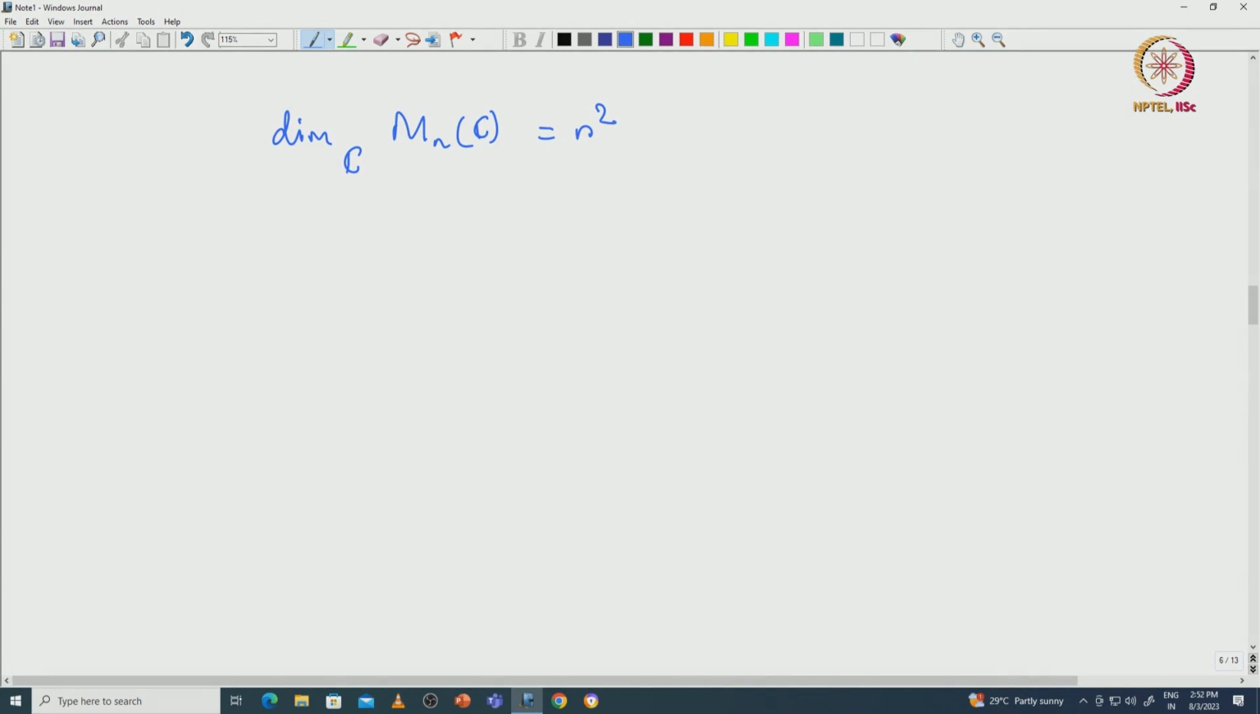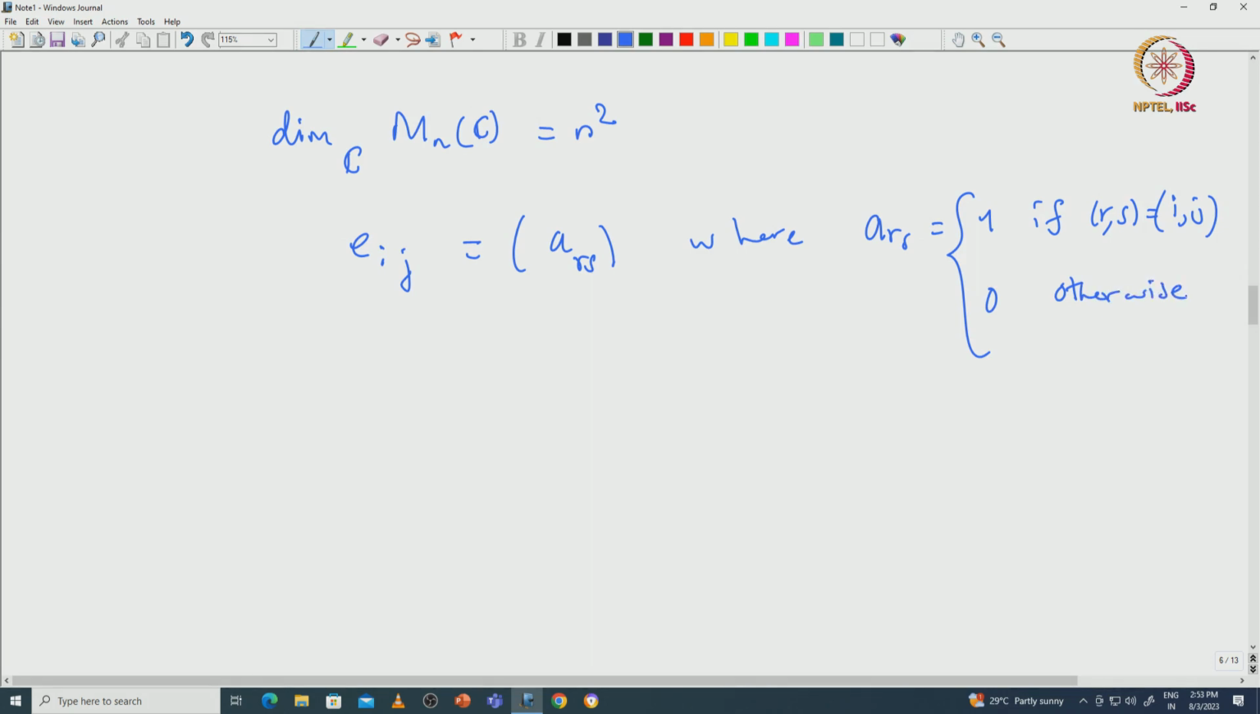We also have a very nice basis given by the elementary matrices, which we denote by Eij. So, what is Eij? Eij is the matrix that has entry 1 at the ijth position, and all other entries will be 0. Using again the same notation, let us say this is ARS, where ARS equals 1 if RS is the same as ij, otherwise it is 0. And it is a simple exercise to see that these Eij, when i, j vary over 1 to n, form a basis for this Mn of C.